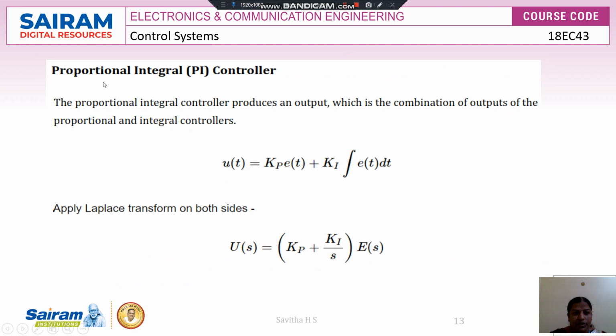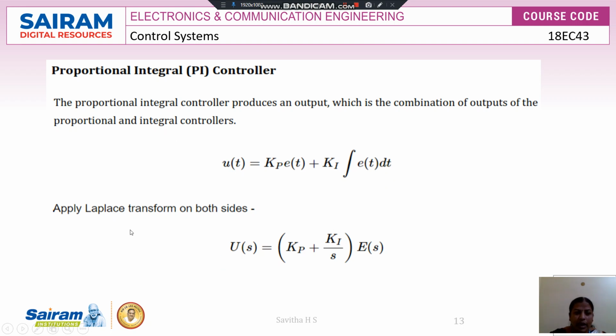Now we'll see one more, the proportional integral controller. We studied proportional and integral already, and now we need to combine both expressions. The proportional integral controller produces an output which is the combination of the outputs of the proportional and the integral controllers. So u of t is equal to Kp into e of t, the proportional part, plus Ki integration of e of t into dt, the integral part.